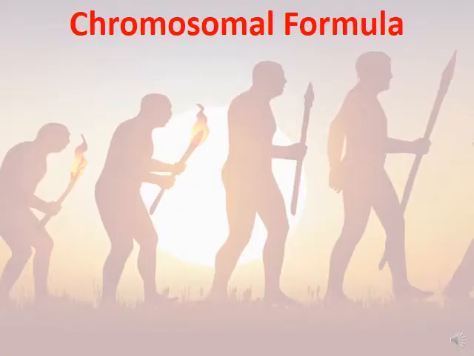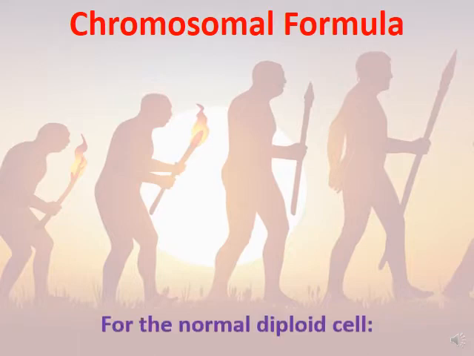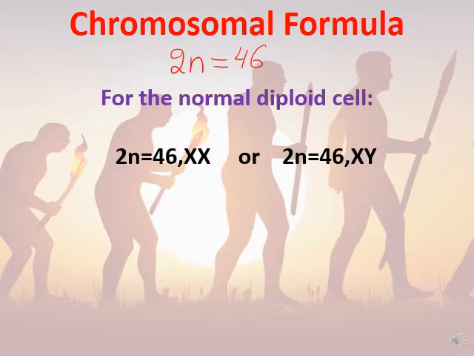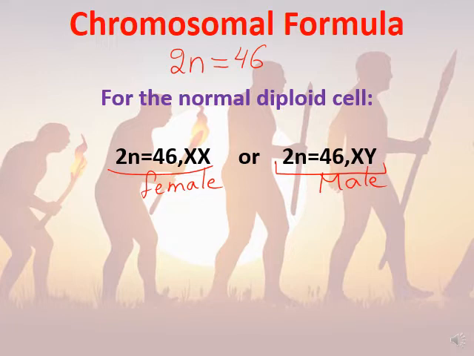Now let's move to the chromosomal formula. The chromosomal formula for the normal diploid: always we have 2n equal to 46. But it differs if it's for a male or female. So the chromosomal formula should be written as this: 2n equal 46, comma, XX if it's for a female, while 2n equal 46, comma, XY if it's for a male. Here we are talking about the normal diploid.